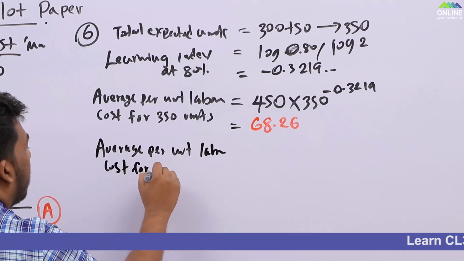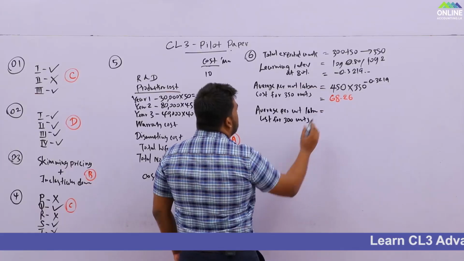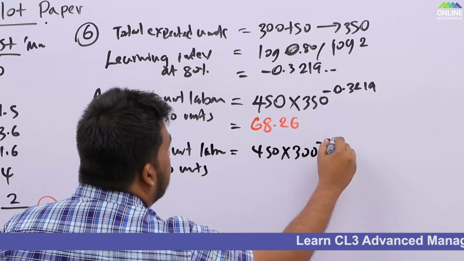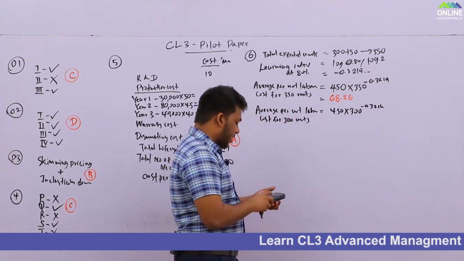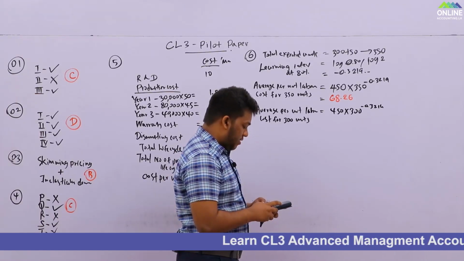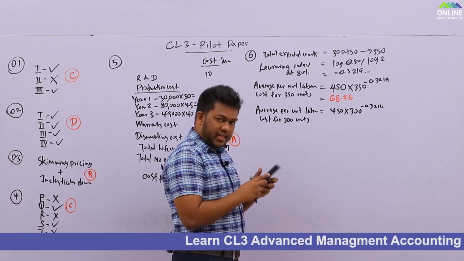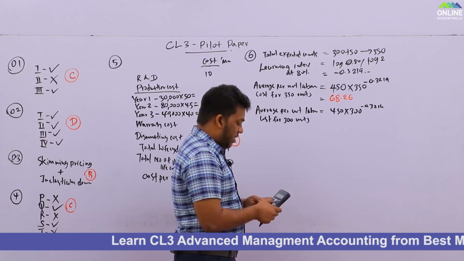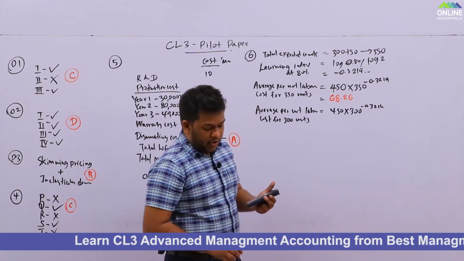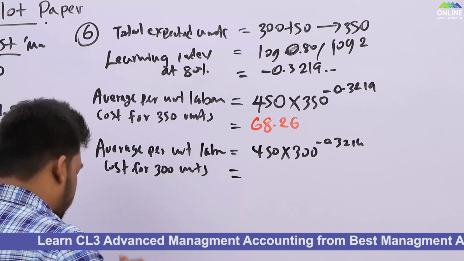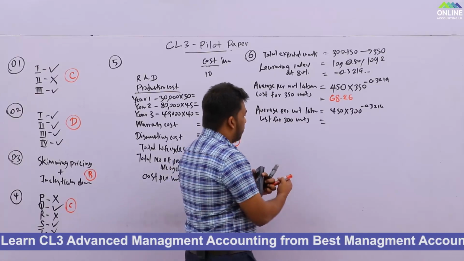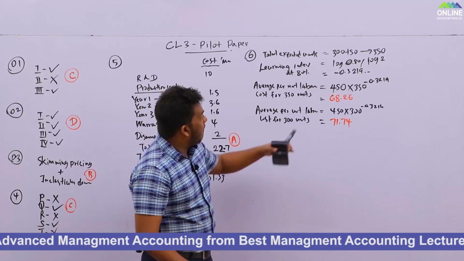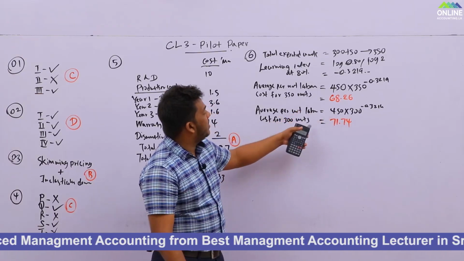Average per unit labor cost for 300 units. 300 units is how much? So 450 into 300 into the power of this long answer. So you get again the answer log 0.8 divided by log 2. Take the answer, memorize the answer in the calculator. Then 450 into 300 into the power of the answer, 71.74. Right? Now you know average per unit cost if you are producing 350 and 300.